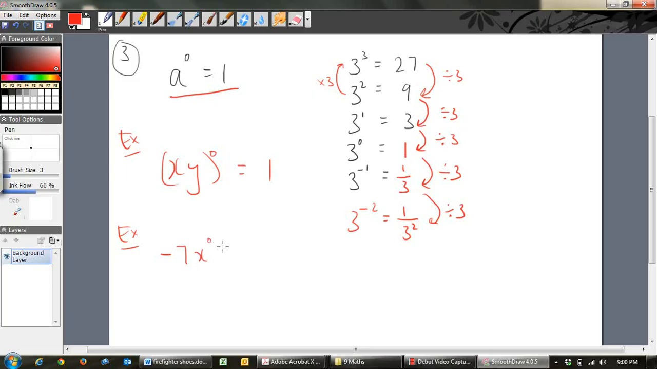Negative 7 x to the power 0 y squared plus 3. It's not obvious what happens here. Well, this x to the power 0 here will be equal to 1. So this is just negative 7 times 1 times y squared. That sort of disappears because we're just timesing by 1. So we get negative 7y squared plus 3, and that's the answer there. And that's index law number 3.